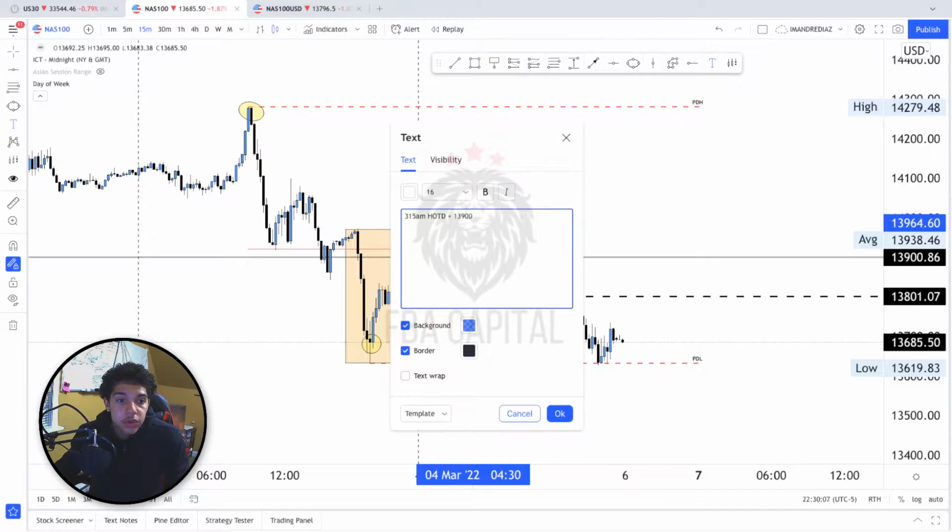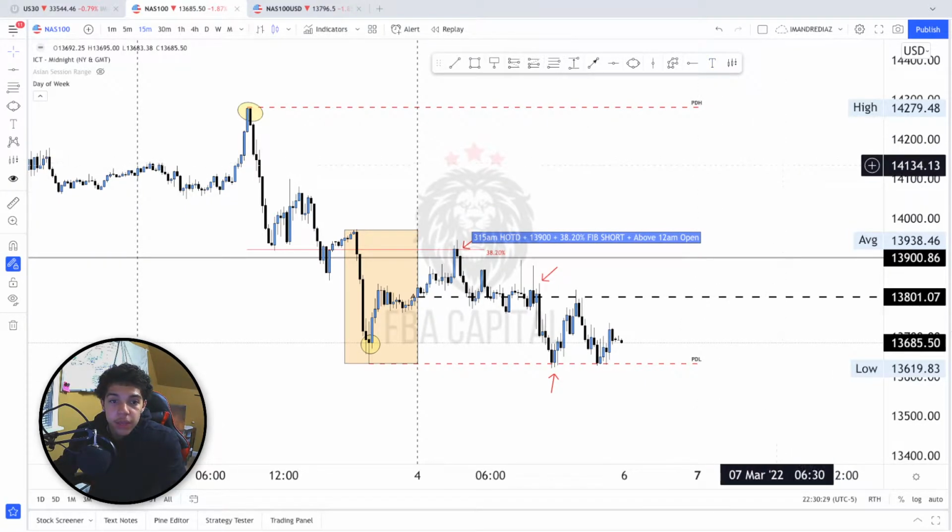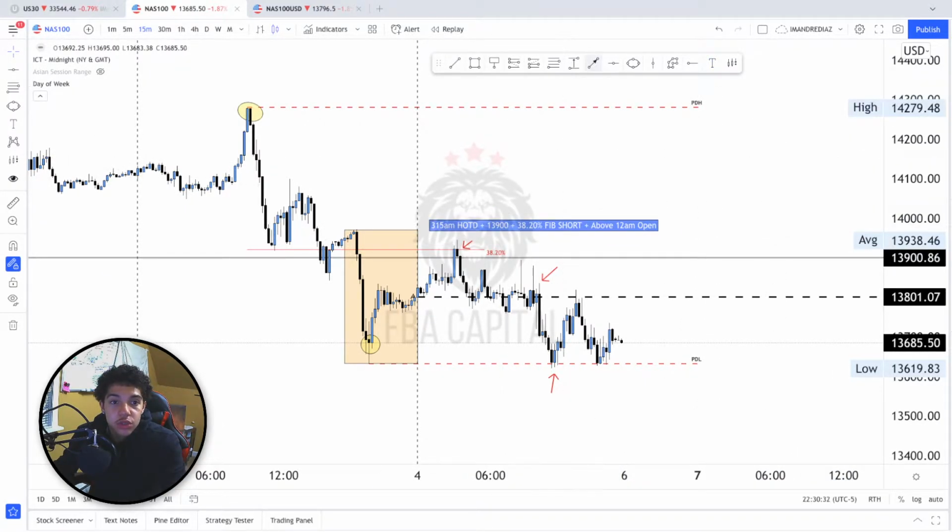So at 3:15, we had the high of the day at 13,900, along with the 38.20% Fib short, along with being above the 12 a.m. open. So these are all confirmations for why price should overall hold this high. And by knowing that this high should be held, this is going to show us what we could potentially be looking for later on in the day. So we're going to be keeping this high in mind. So like I said, high of the day, London session, had it run above the 12 a.m. open, traded into a big figure level, and then from here, price overall ran down lower.